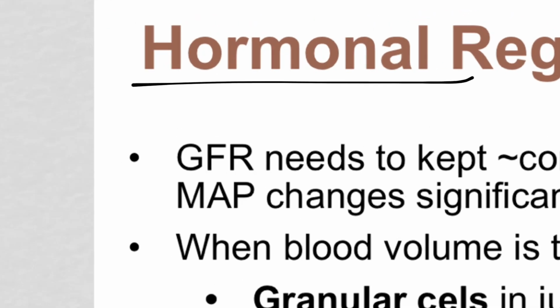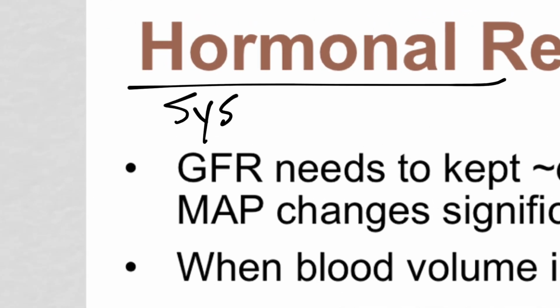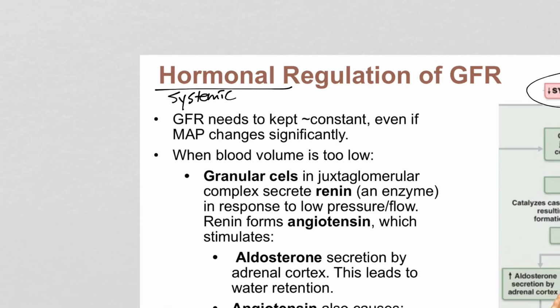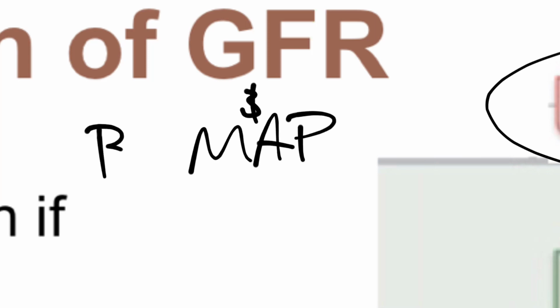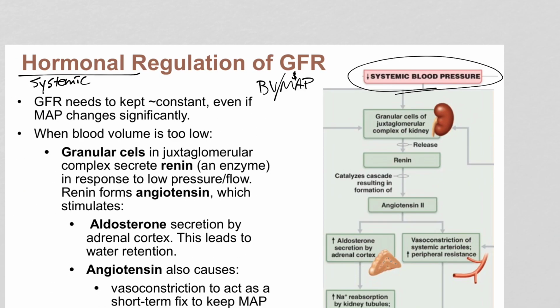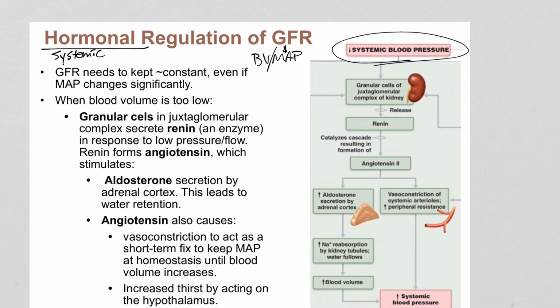Hormonal regulation, if it's an endocrine hormone, the effects are going to be systemic. So autoregulation was the kidney taking care of itself. This is the kidney taking care of systemic blood pressure, which is going to have an indirect effect on GFR. So we'll say hormonal regulation of GFR and blood volume / mean arterial pressure. All right, and again, in their example, systemic blood pressure is low.